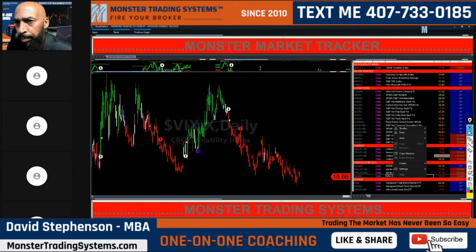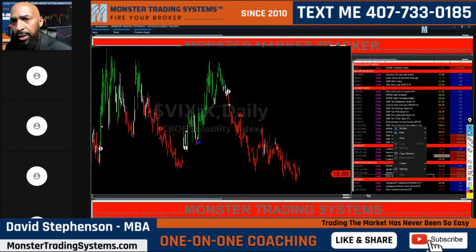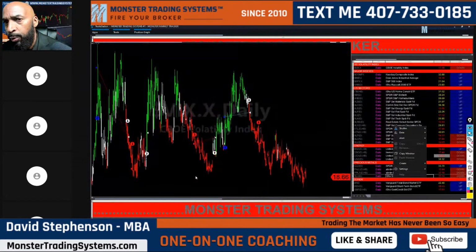The VIX is still looking good. It's at 18. We do need the VIX to go lower. It's consolidating a bit in here around 18. We need it to go lower. We do have a sell short signal on the VIX. All red candles.